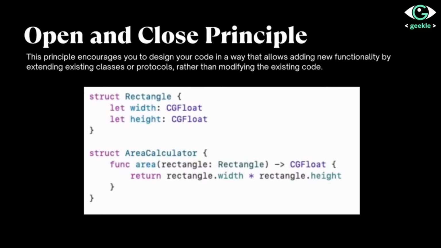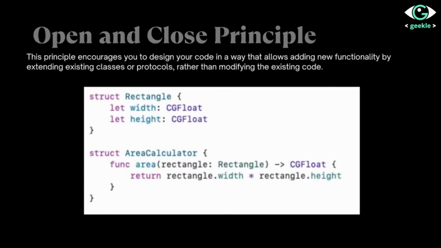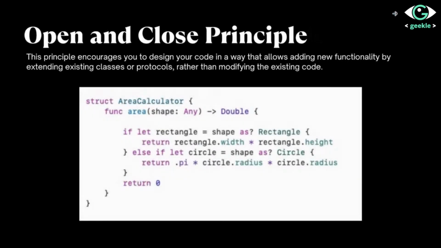We have a rectangle class which has width and height, and we also have an area calculator class which has an area method which calculates the area of the rectangle. Now the requirement has come to calculate the area of a circle as well. So our area calculator class will look like this. We add a new if statement, right? So this will work, but what if tomorrow one more requirement comes to calculate the area of a triangle? The area function inside the area calculator class keeps growing with if-else statements.